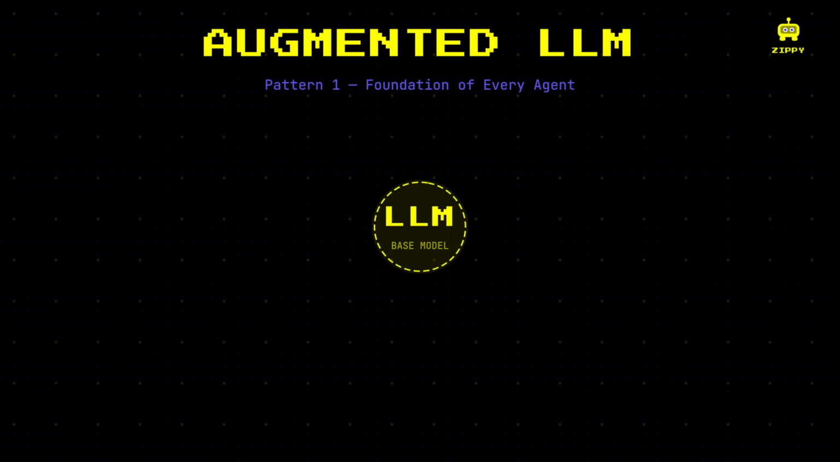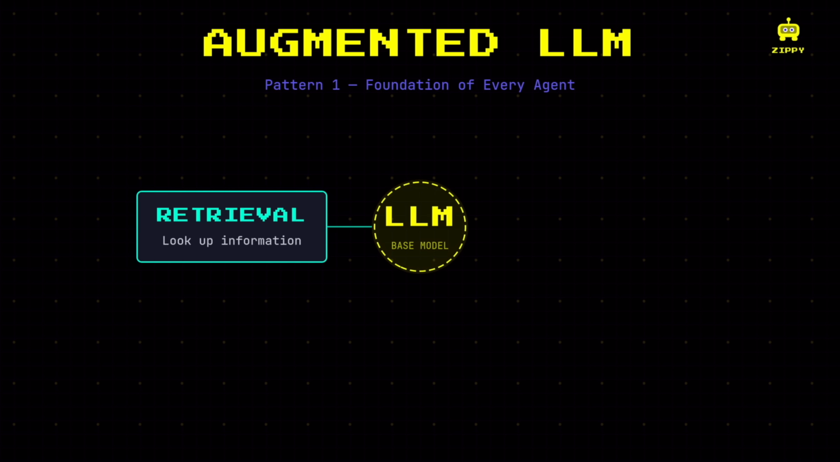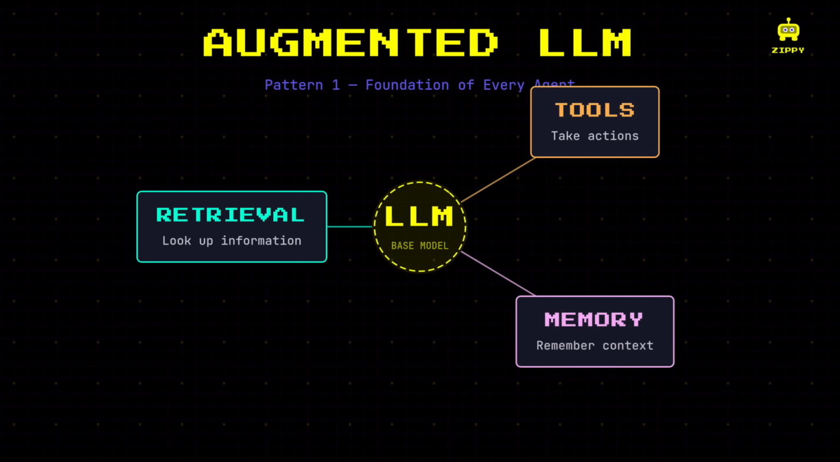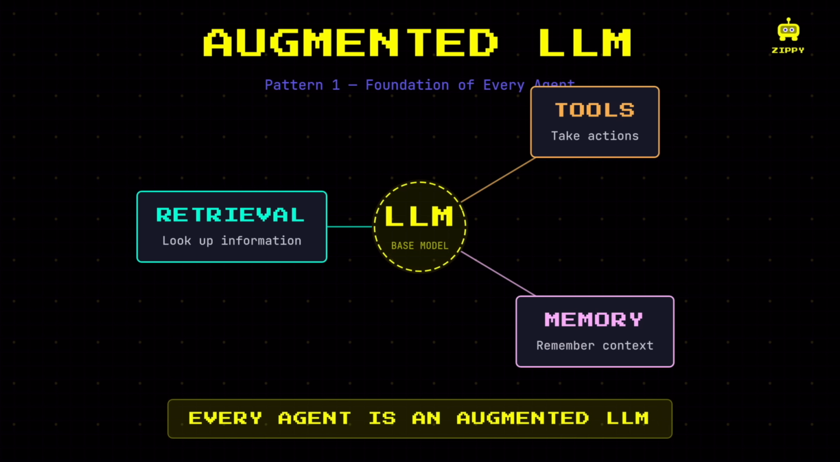You take a base LLM and give it 3 superpowers. Retrieval, the ability to look up information. Tools, the ability to take actions. And memory, the ability to remember context. The LLM sits at the center, and these 3 capabilities branch out from it. Every agent is an augmented LLM.